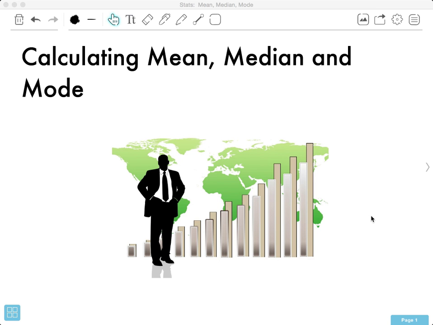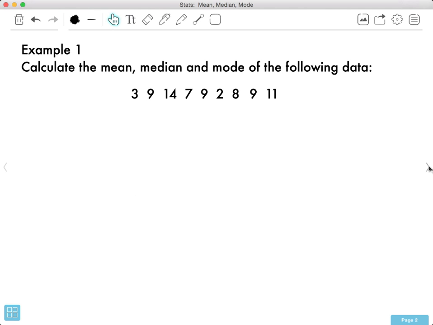This video is intended for students in Essential Math, in Essential 30 in the Statistics unit, or in Essential 40 right at the beginning of the Statistics unit as a review. We'll take you through calculating mean, median, and mode with a couple of sets of data.